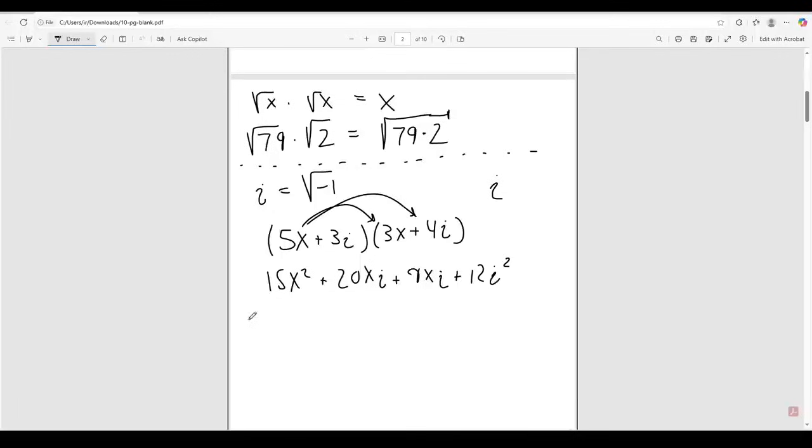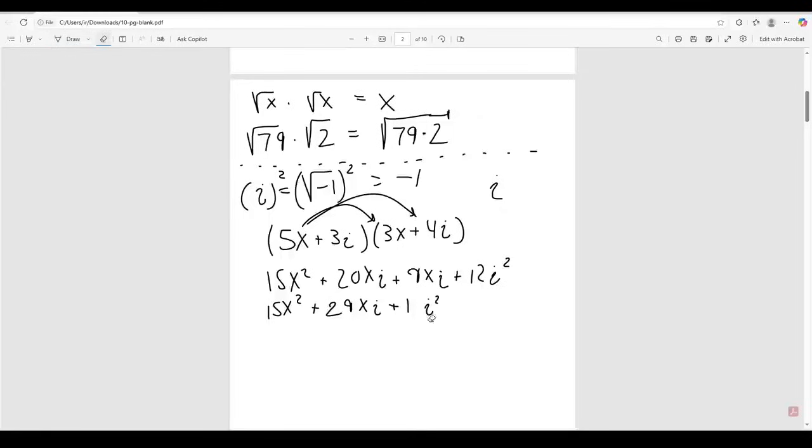So let's combine like terms here. 15x squared is just on its own. Then you add that 20 plus 9 is 29xi. And because this i is alone, it's not being squared or cubed or raised to the power of 4, so we leave it alone. And then we're adding it to 12i squared. Whenever you have i squared, think about it. If i is equal to the square root of -1, if you square the square root of -1, that's just equal to -1. So this is equal to 12 times -1, which is -12. So when you simplify this, this is equal to 15x squared plus 29xi minus 12.